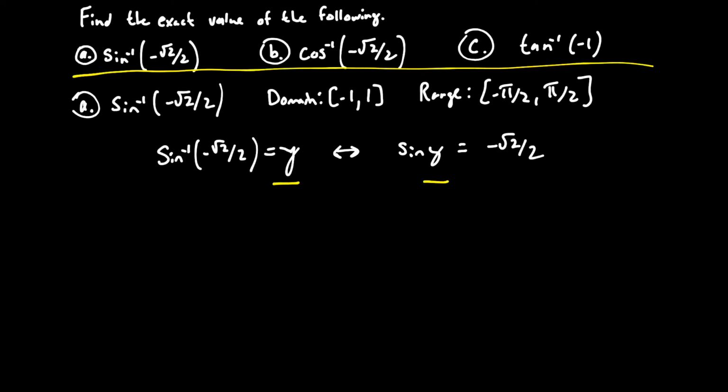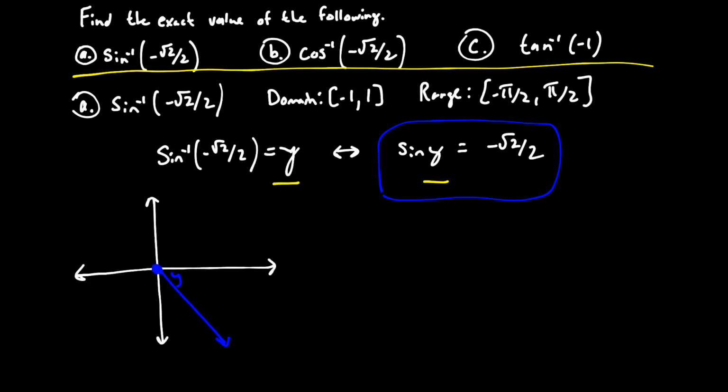Looking at sine evaluated at y, having an output of negative square root of 2 divided by 2, we know an output value being negative means that our input value has to be from the fourth quadrant, since every input value from the first quadrant is going to give us a positive output. Now we form our right triangle using this y value, and by the definition of sine, the length of the opposite side is negative square root of 2 divided by 2, and the hypotenuse is given by 1.